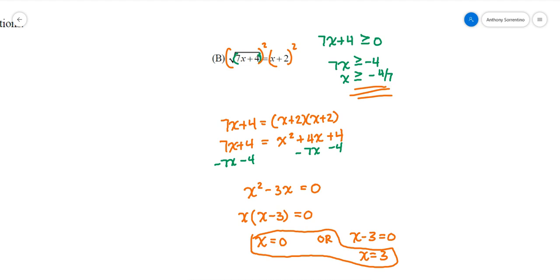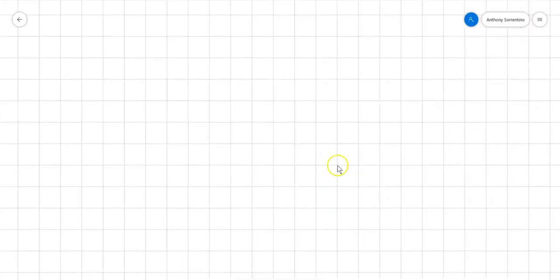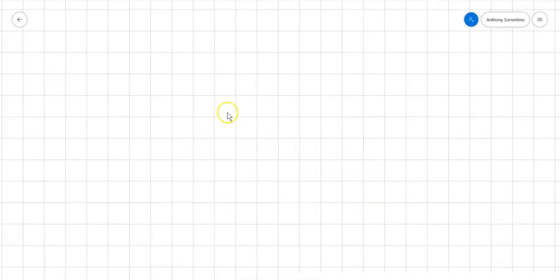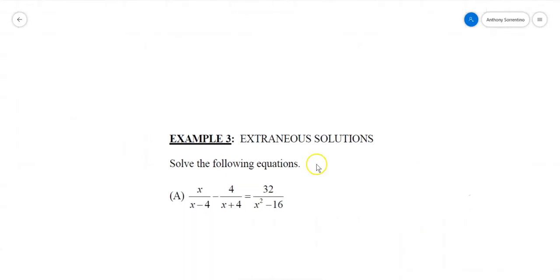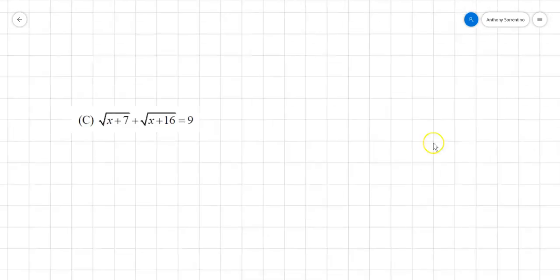So moving on to the next one, C. C is a little bit more complicated. If I could actually get to it. No, it's over here. There we go.